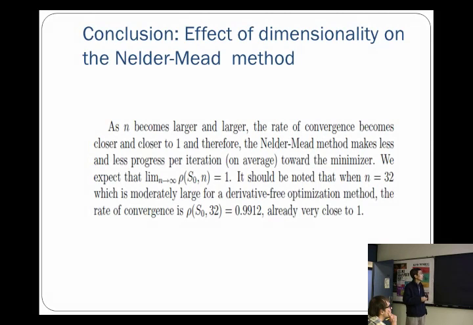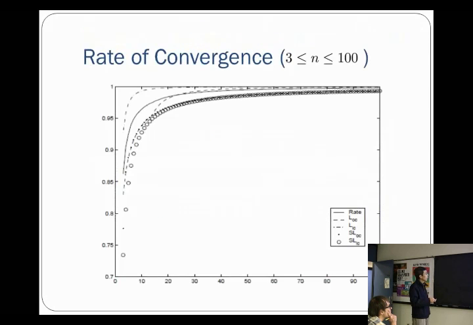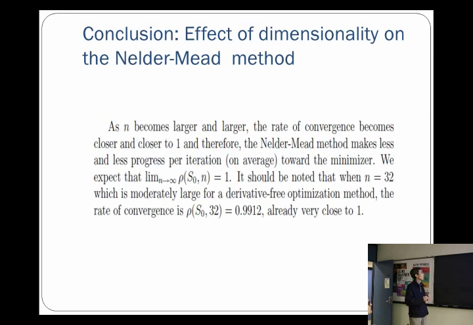We would expect the limit of the rate of convergence as n goes to infinity is 1. But this is open. From the figure, we conjecture this is the case. The limit will get towards 1. So we do have some understanding now of the effect of dimensionality on the behavior of the simplex method.